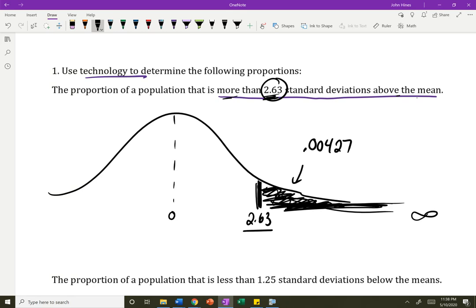So for those of you on Desmos, we'll get to that later. I'll make a different video for Desmos. I'll just focus on the TI-84 right now.